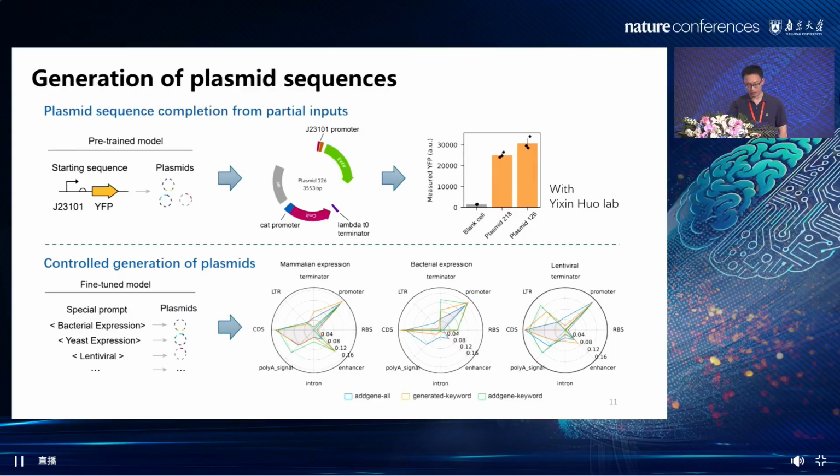And last, we did some generation of plasmid sequences. Because we are a generative model, we can let the model produce some plasmids that might be functional, and on the top part we have generated plasmids that can express VIP stably in E. coli cells. And on the bottom we can also do some conditional generation of plasmids, where we fine-tune the model based on what kind of plasmid we want to generate, whether it is for mammalian expression or for lentiviral vectors.